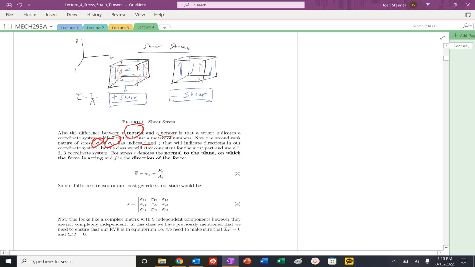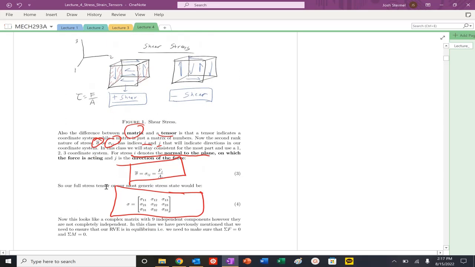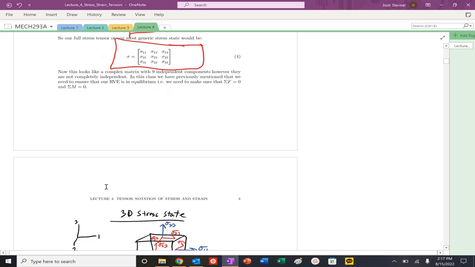We're going to have two indices, i and j, because we have a second-rank tensor property. When we define stress, we describe a force in the j direction, and the a sub i is the normal to the plane on which it's acting. So our most generic stress tensor will be this. It's complex: it has 9 independent components, that's 9 equations, but this is actually not the case.